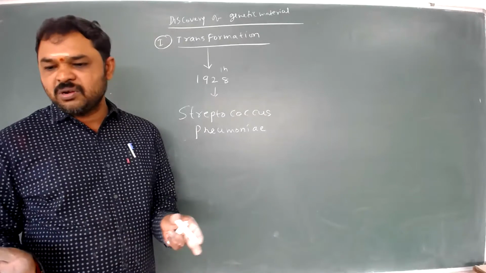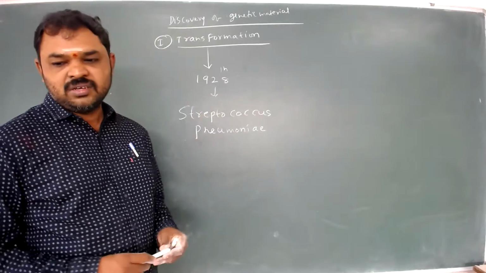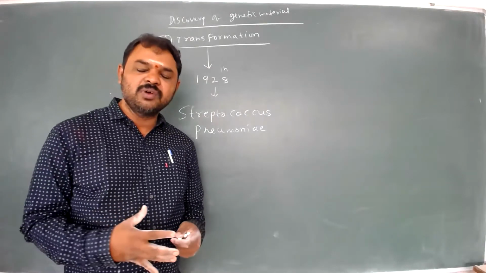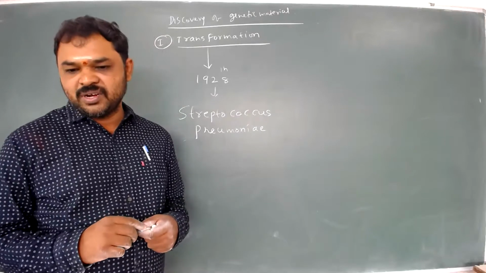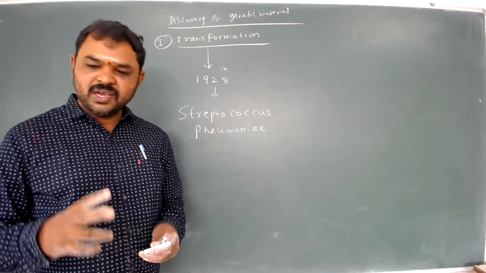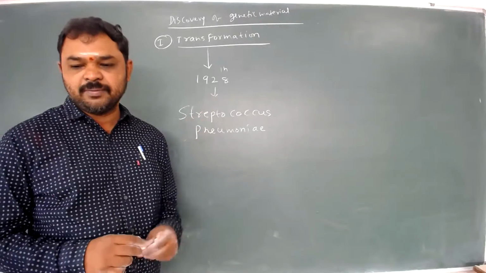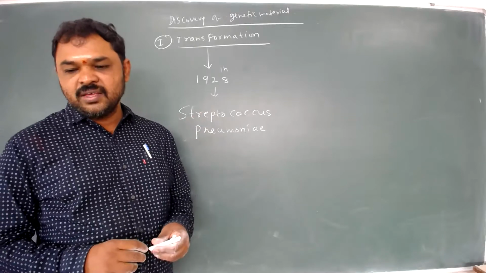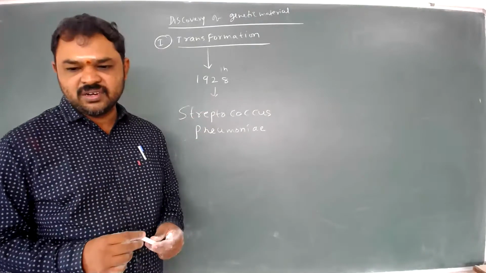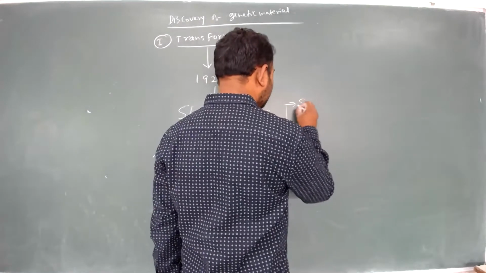What is the basic experiment for this? In the search or discovery of genetic material, the basic experiment is the transformation experiment. This transformation experiment was done in the year of 1928 on Streptococcus pneumoniae bacteria. Streptococcus pneumoniae has 2 strains. There are 2 strains.